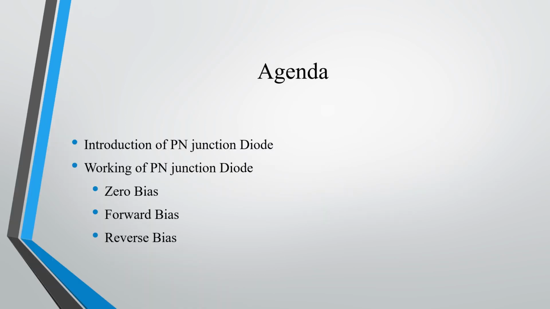Today's agenda is the introduction of the PN junction diode and the working of the PN junction diode. Let's see what happens under the unbiased condition, what happens under forward bias, and what happens under reverse bias.